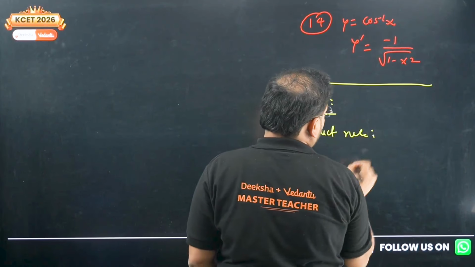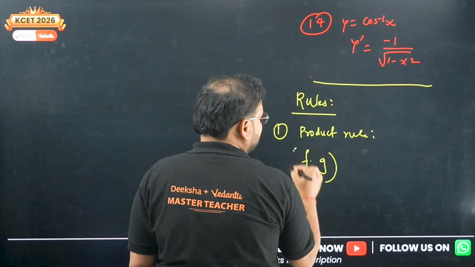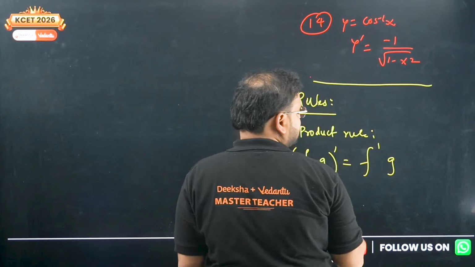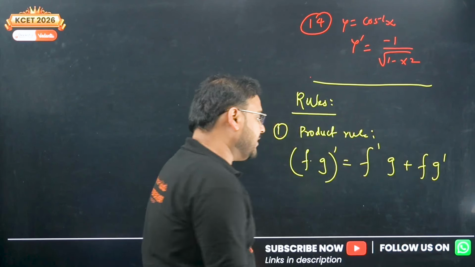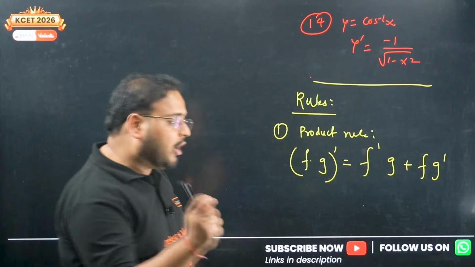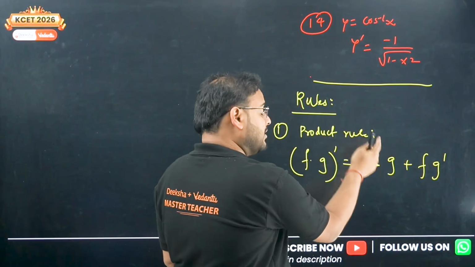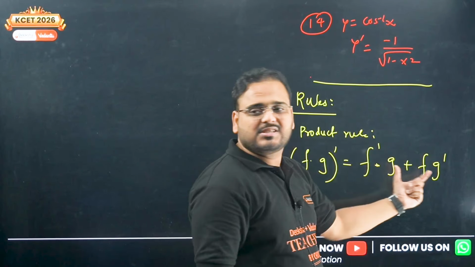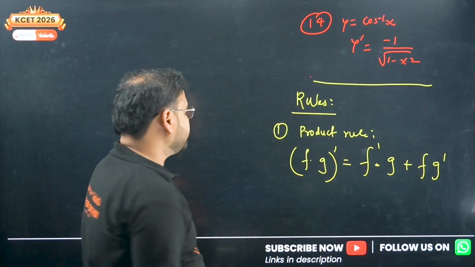For the product rule, if I have two functions, let's say f into g, and I'm looking for their derivative, the answer is very simple. Differentiate the first one, keeping the second one as it is, plus keep the first one as it is, differentiate the second one. In the case of the product rule, there is no order. You can go ahead with g first, keeping f as it is, derivative of g into f. You can do either because this is going to be a plus sign.